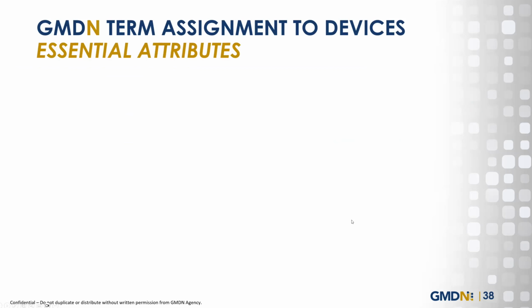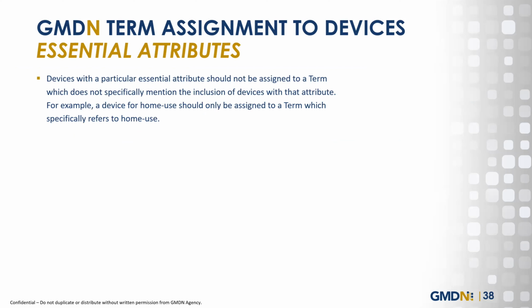So, apart from these sources of misassignment, I have to mention the essential attributes that some devices have. We include these essential attributes in our nomenclature. So when a device has any of these particular essential attributes, it should be assigned to a term that mentions explicitly that essential attribute. So what are these attributes?